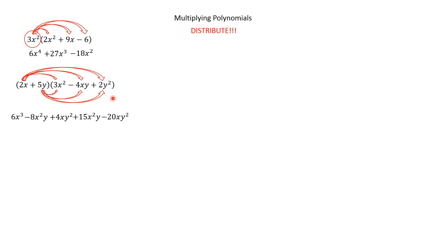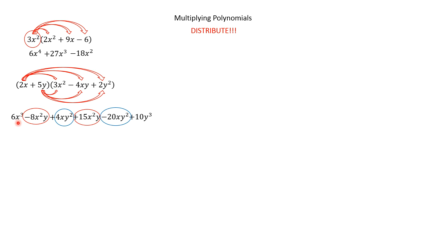Y times y squared is plus 10y cubed. And then from here, we can see that we have some like terms. As I mentioned earlier, we have some x squared y's. So negative 8 of them plus 15 of them is going to give us plus 7x squared y. And we also have some xy squareds. Negative 20 plus 4 should give us negative 16xy squared.